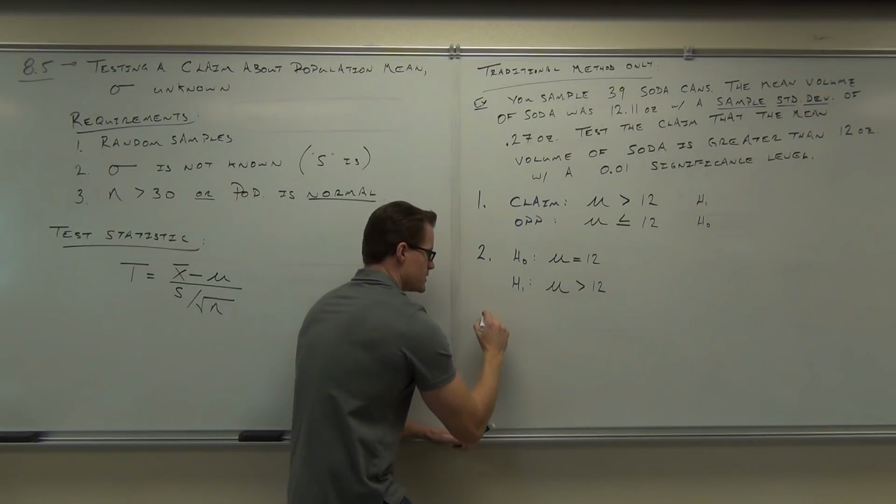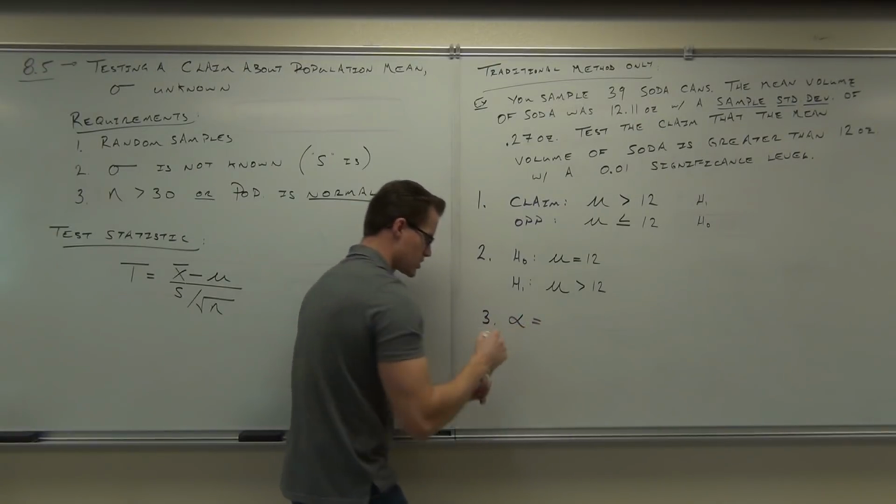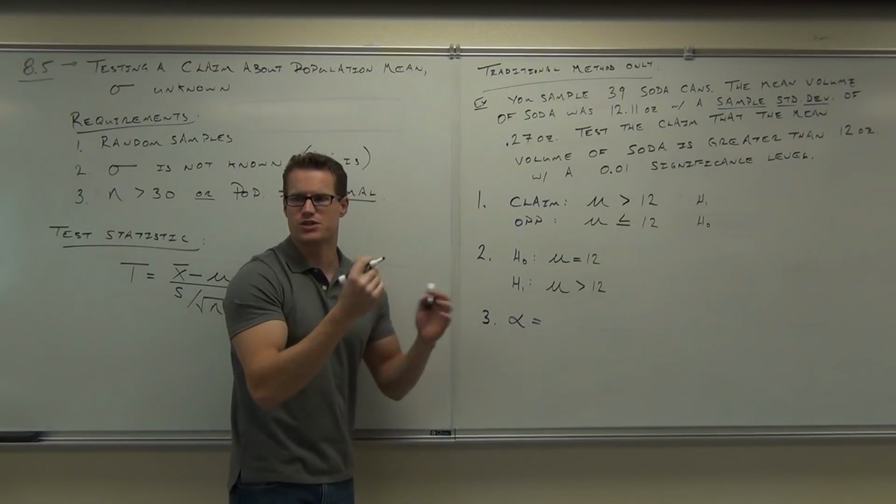Step number 3 is probably the easiest. Step number 3, you just give me alpha. It's 0.01. That stands for our significance level.